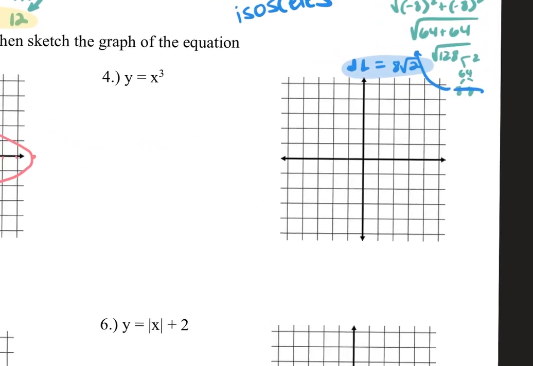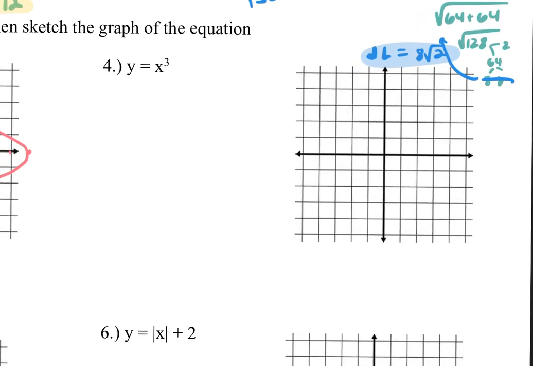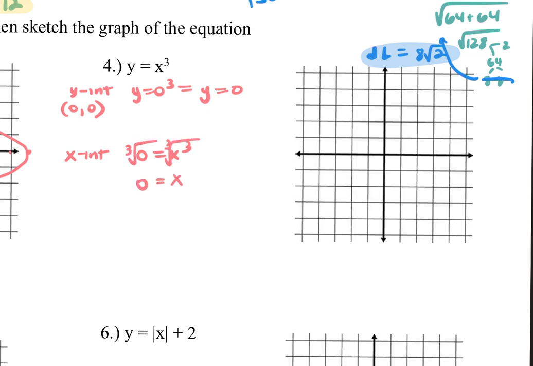All right, for y equals x to the third. So my y-intercept, plug 0 in for x, and I get y equals 0, which means that's also my x-intercept. If I plug 0 in for y, and then I cube root both sides, the cube root of 0 is 0.